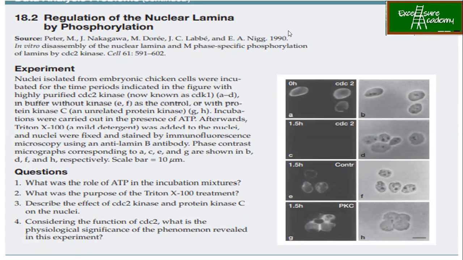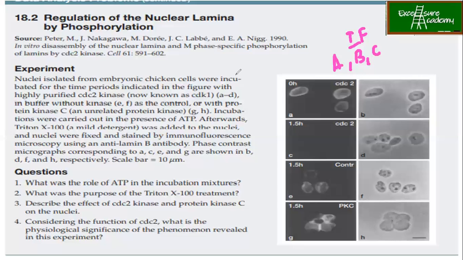Before I begin, I would like to just revise certain topics related to the nuclear lamina. If you remember, lamins are proteins which come under the category of intermediate filaments. Three types are there: A, B, and C. Now, when phosphorylation of lamins happens by CDK1 activity, the destruction of the nuclear envelope starts, that is, the disappearance of the nuclear envelope starts. So, keeping these concepts in mind, let's see what is given in the experiment and what kind of questions they have asked.